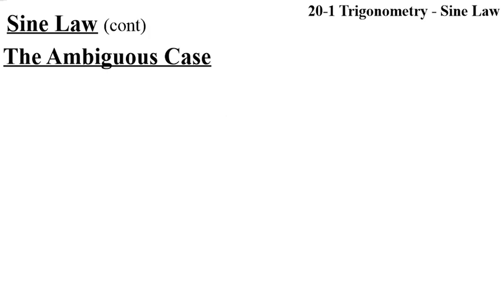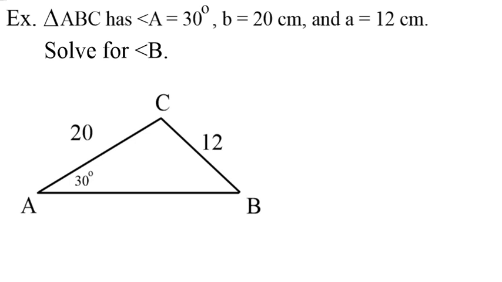Now the sine law, what we have is what's called the ambiguous case. Now the ambiguous case, please understand, part of this isn't in the booklet. This is just a little bit of a side note. So have a piece of paper, jot this information down. Triangle ABC, angle A is 30, side B is 20, side A is 12. We want to solve for angle B.